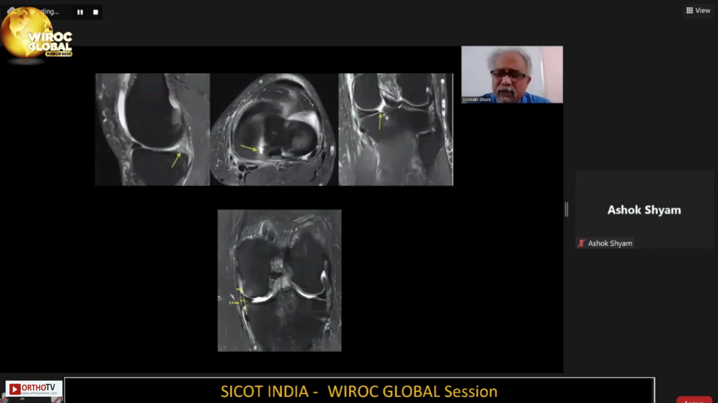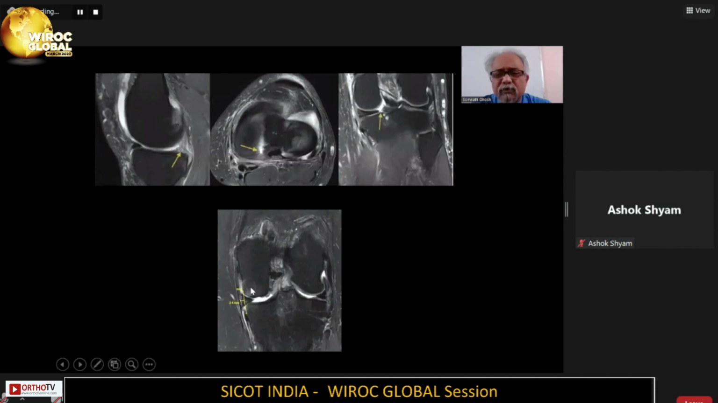And when you see the MRI pictures, if we see the sagittal cuts, this is the classic ghost sign. You can see the anterior horn, the triangular part, but there is nothing present. If you see the yellow arrow, this is the classic ghost sign. And also in the axial picture, we can see that there is a gap in the root of the posterior meniscus. Also in the coronal cuts, we can see the gap here in the posterior meniscus root.